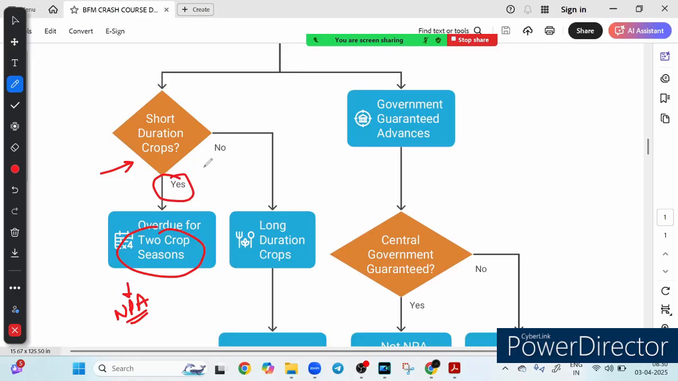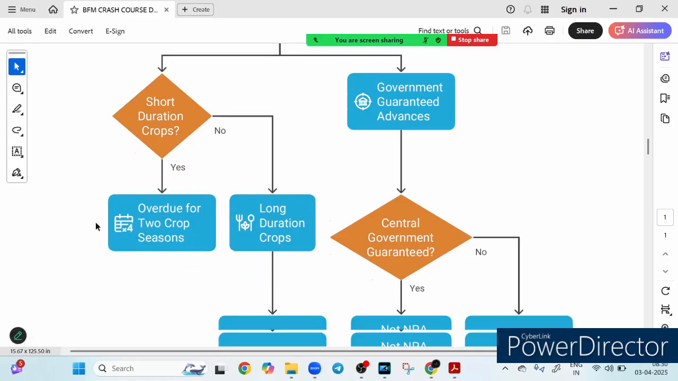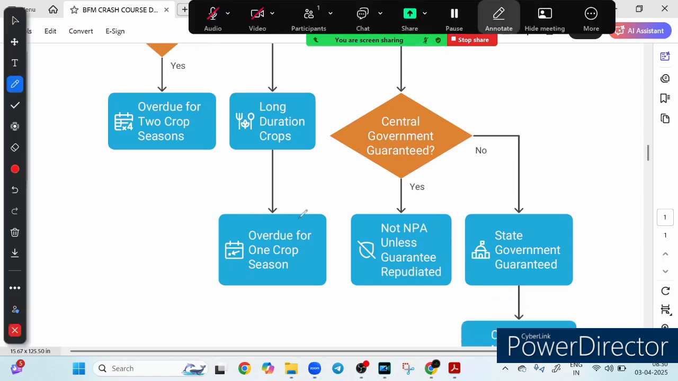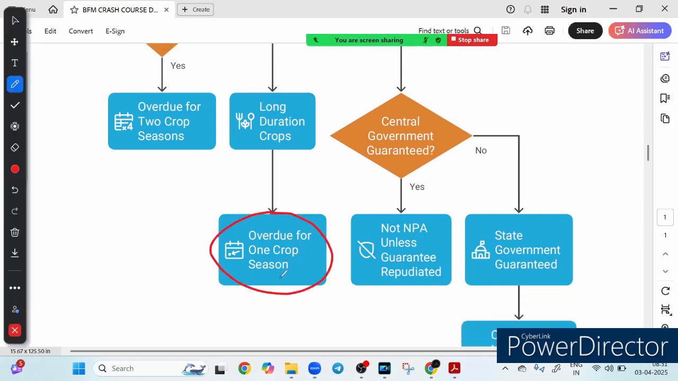And if it is not a short duration crop, suppose it is a long duration crop. See, this is a flow chart which helps you understand each and every point. Then you have to see whether it is overdue for 1 crop season. If it is, then it will be NPA.